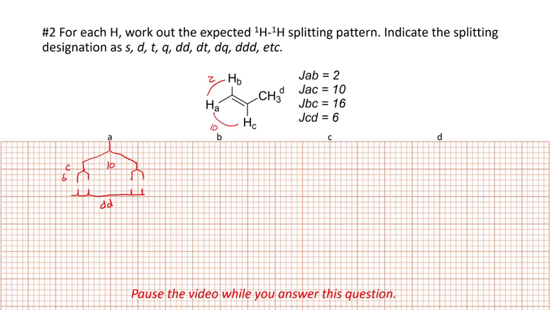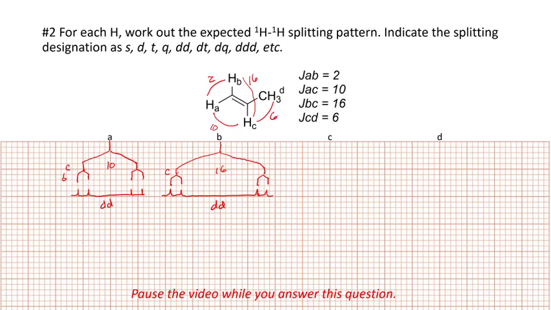Okay, how about B? Well, B is coupled again by 2 to A, but then it's also coupled to C by 16. And each of those is split by 2 for A. So one to the left, one to the right. And that's another doublet of doublets. Okay, how about C? Well, C's a little tricky because C has coupling to A and to B and to D.